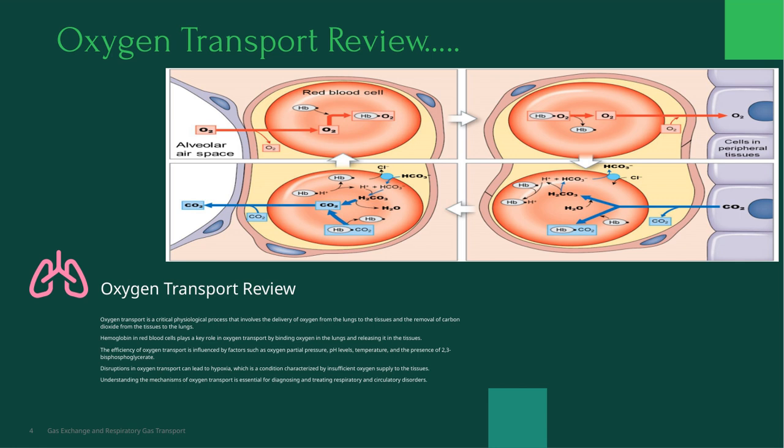Disruptions in oxygen transport can lead to a condition called hypoxia, which simply means that tissues aren't getting enough oxygen, and that can cause serious problems in body function. Understanding these mechanisms is essential for diagnosing and treating respiratory and circulatory disorders, because if we know how oxygen is supposed to move and what can go wrong, we can develop better strategies to help those affected. Now, let's review the key points about oxygen transport. Remember, it's a complex but beautifully coordinated process that's central to our overall health and well-being.